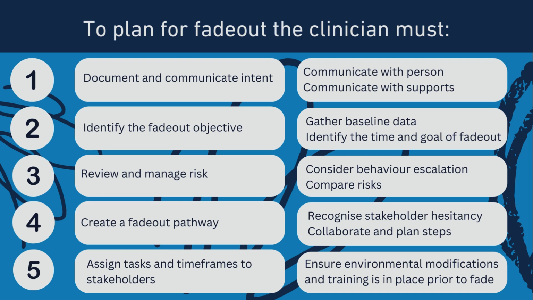So when you're going to plan for fade out, you need to do the following 5 things as a priority. First of all, you need to document and communicate your intent. Remember that it is a key part of our role to ensure that the person understands and is informed about the intent to include restrictive practices and what the fade out pathway looks like for that. A number of NDIS quality and safeguards audits have focused on this, and it is an area of focus for the Commission.